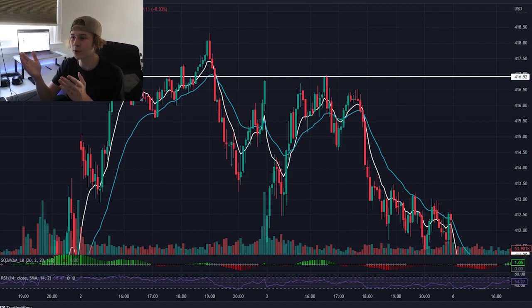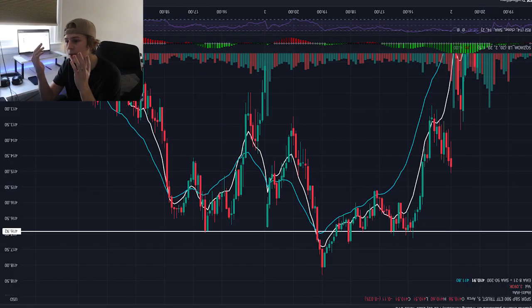Now, with this being said, you could also literally flip this chart upside down and it would be the same thing for your resistance. And it really just depends on the time frame that you're going off of, but support and resistance is a huge factor in trading.